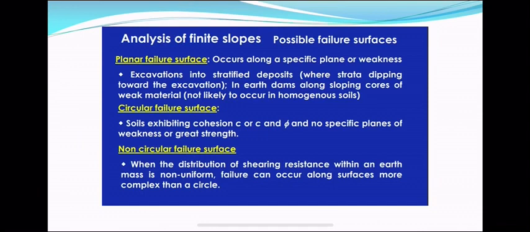And the non-circular failure surface occurs when the distribution of shearing resistance within an earthen dam is non-uniform, and failure can occur along surfaces more complex than a circle. So it is said that the non-circular failure surface mostly occurs in layered soils.